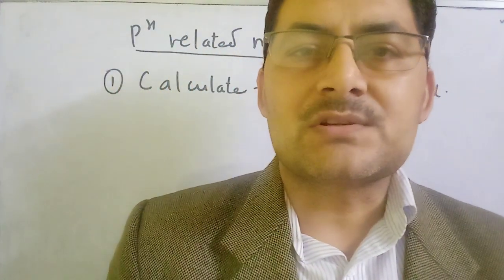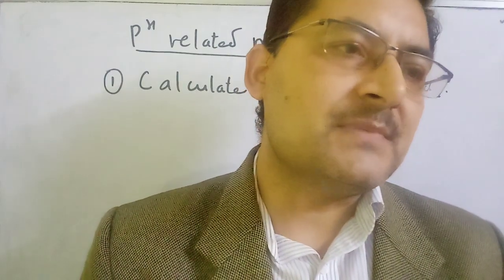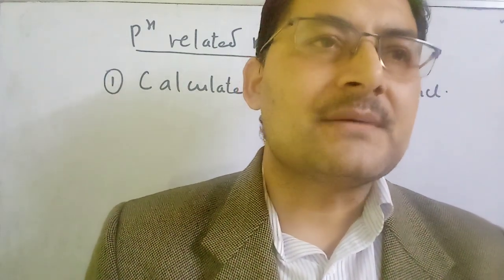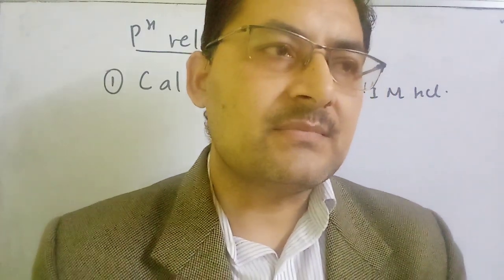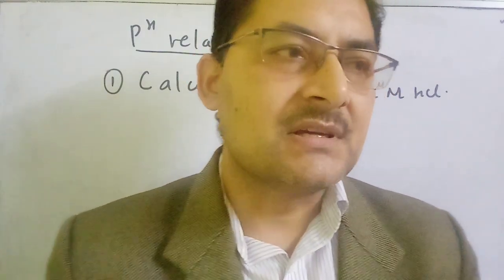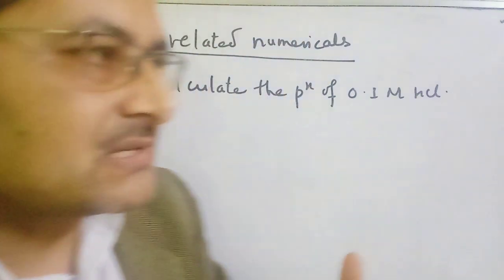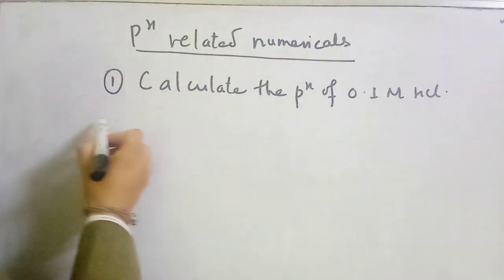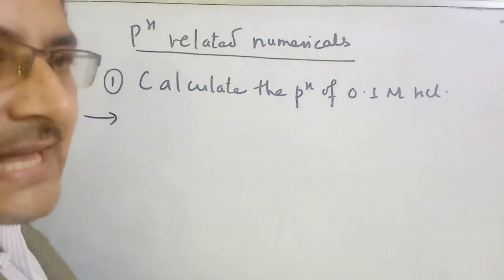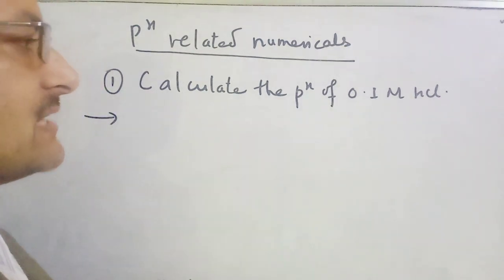Today I'm going to discuss a very simple type of numericals of pH. Once you get the knowledge of the simple type of pH, then you can easily build up your knowledge of more complex type of problems. So let us see at first the simple type of problem here, okay? Calculate the pH of 0.1 molar HCl. The first problem is calculate the pH of 0.1 molar HCl.